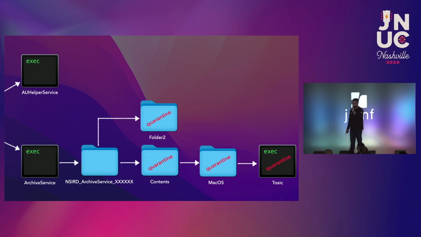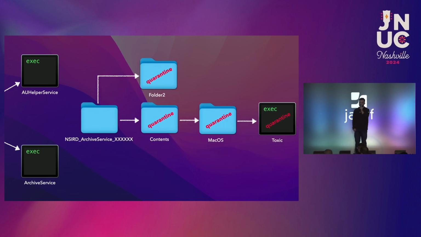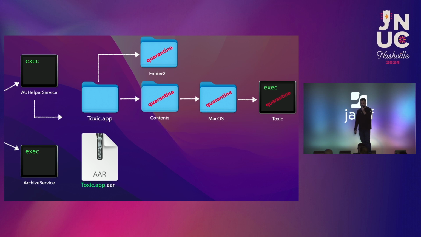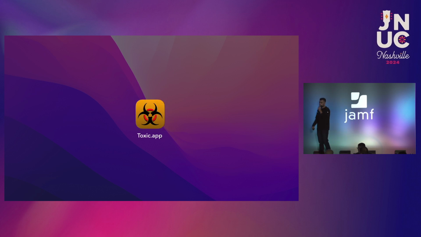And it's important to note here, it did not apply the quarantine attribute to that temporary directory itself, which is very important. And then AU helper service takes responsibility to rename that temporary directory. It's using the archive name, removing that extension, and applying that to that temporary directory. And then finally, we have a toxic.app. macOS recognizes that it's an application bundle, and then simply double clicking on it bypasses Gatekeeper checks.